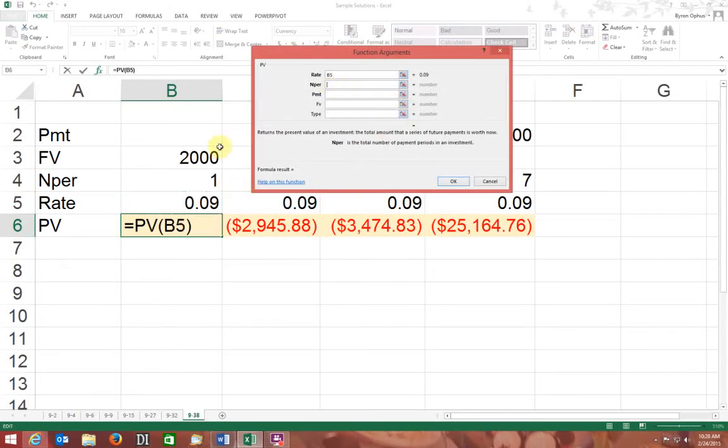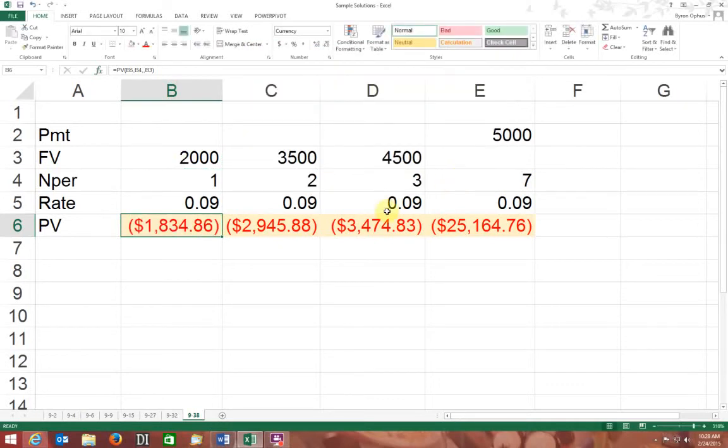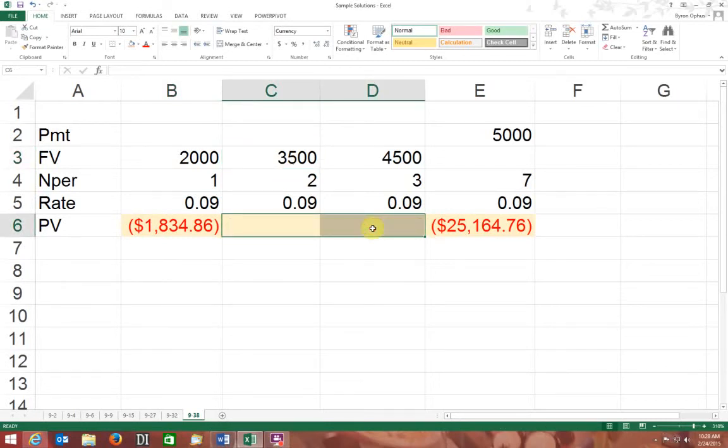Got my number of periods, 1. And I've got my payment. I don't have a payment, I'm sorry, I have a future value of 2,000. Okay, so that gives me that. Now, I can plug in, just going to delete these.